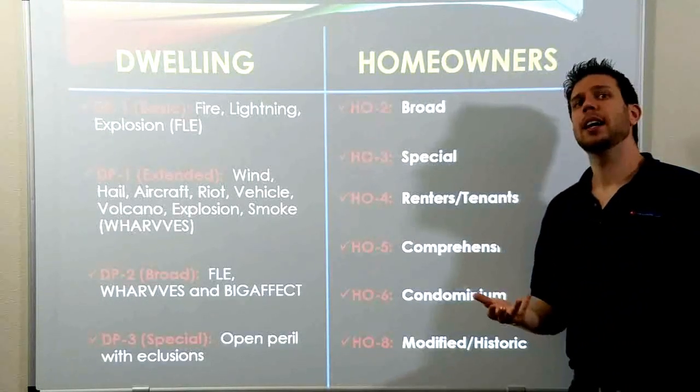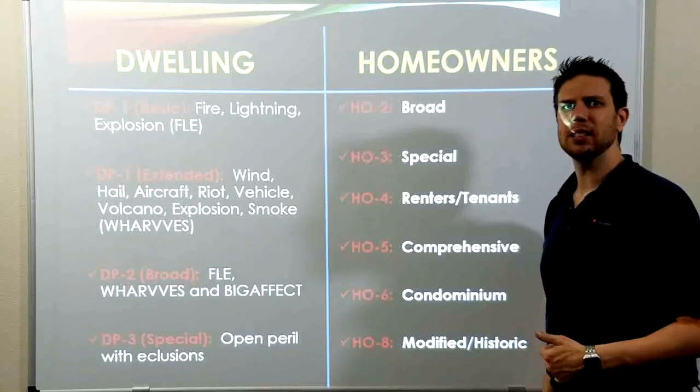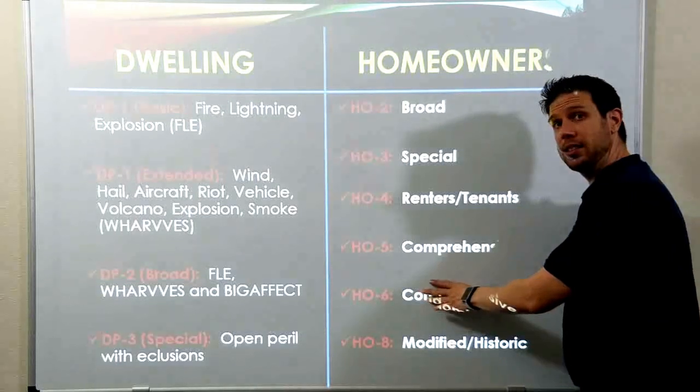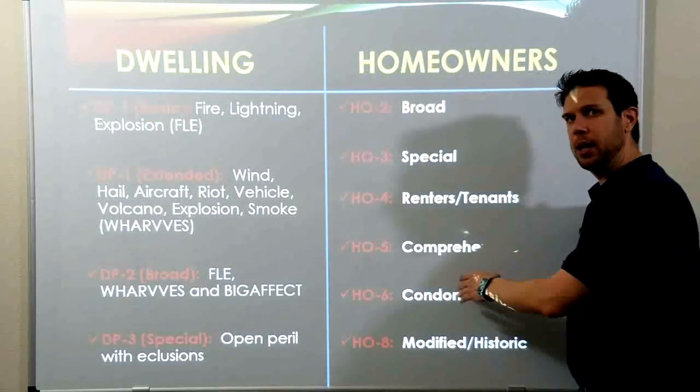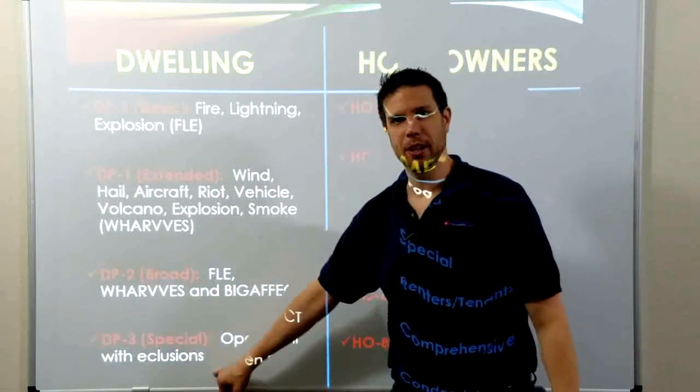Now let's say I just bought a condominium. Which policy would you sell me? You'd probably sell me the HO6 as long as I'm living in it. But if I wasn't living in the house, if I was renting it to somebody else, you might sell me a DP3.